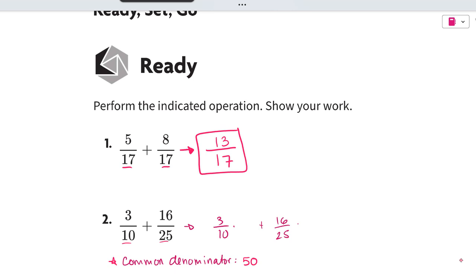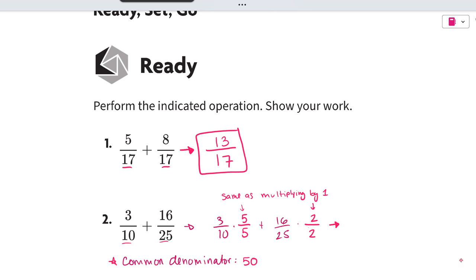To get 3/10 to be something over 50, I multiply the top and bottom by 5 over 5. That's essentially like multiplying by 1. This is important because that doesn't actually change the expression. It doesn't change the value that we get. So plus 16 over 25, well, to get 25 to become a 50, I need to multiply 25 by 2. So I need to multiply by 2 over 2 to, again, essentially multiply by 1.